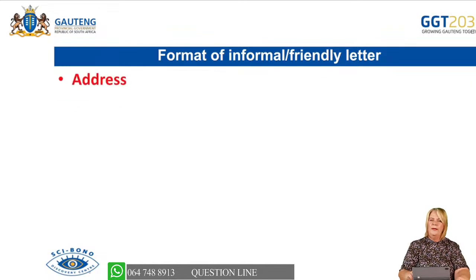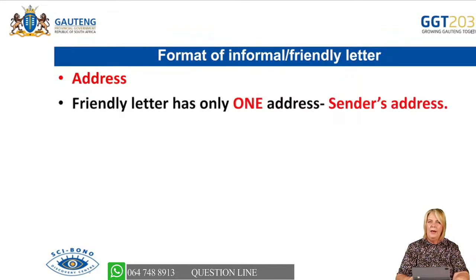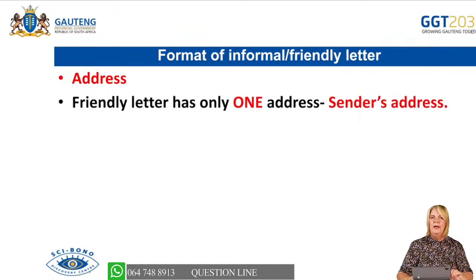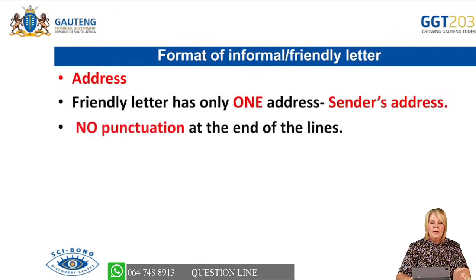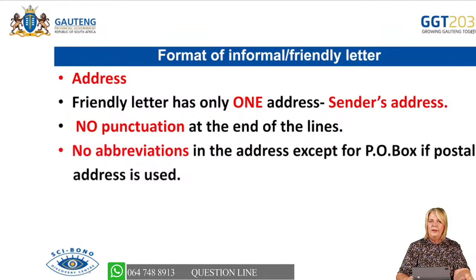Right, what is the format? Now, first of all, the informal letter has only one address, and that is the sender's address. So in other words, if you are writing a letter to your mother and father, it will be your address. Or if you're writing to an uncle wherever, it is just one address, and that is your address. No punctuation should occur anywhere in your address. No abbreviations in the address except for P.O. Box if postal address is used.